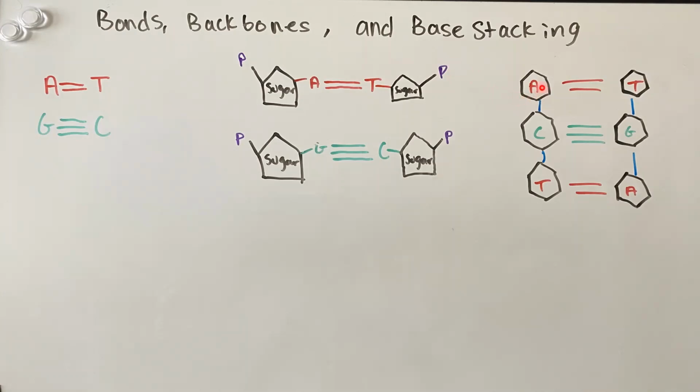Next, we're going to talk about base stacking, and we have our nitrogen bases here, all connected by hydrogen bonds, but these bases are stacked on top of each other to give themselves a stronger structure because these hydrogen bonds are really weak, and if they're held together just by them, they would just fall apart.